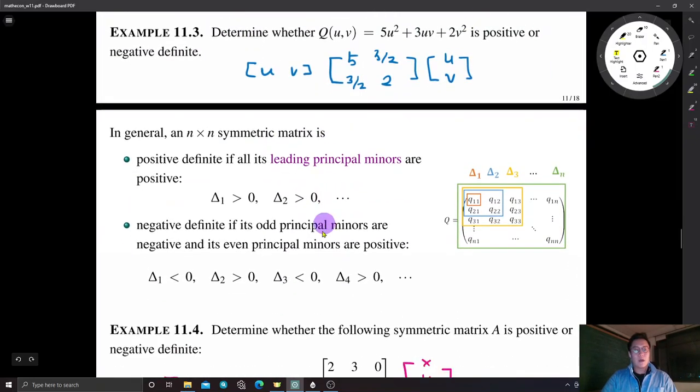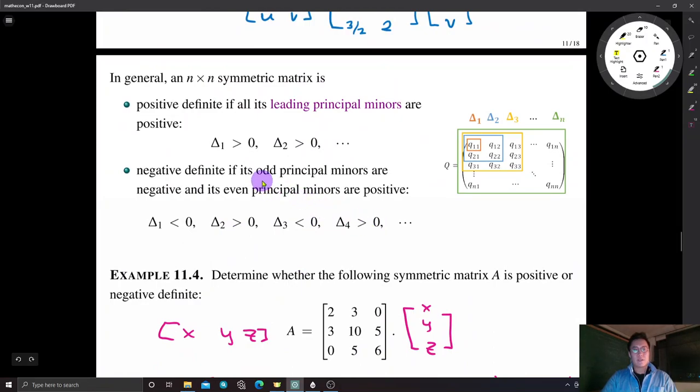Okay? And the second, if all the odd principal minors are negative and even principal minors are positive, then the matrix is going to be negative definite. So delta 1, the first principal minor, odd number, negative. Delta 2, second, even number, positive. Third minor, 3, odd number, negative, and so on.